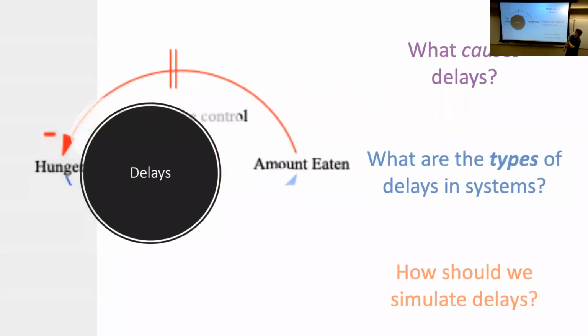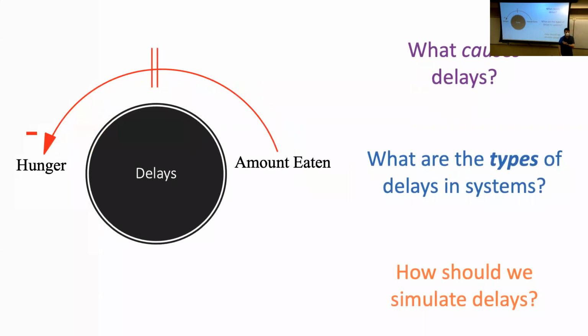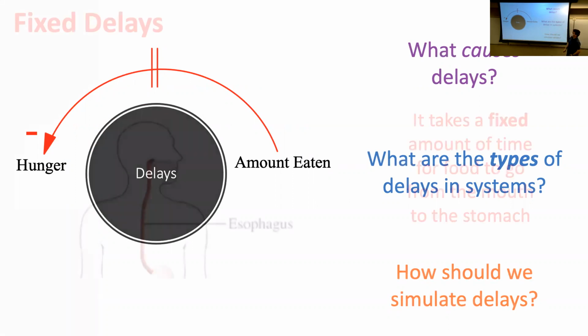So if we focus on these delays, we have to think about what are the causal factors that go into delays? What causes delays? And we're going to find that there are multiple types of delays, fixed delays and smoothing delays, that we're going to be talking about today. And once we've identified those 2 different types, we're going to learn about the 2 different ways that you simulate those types inside Vensim and Insight Maker.